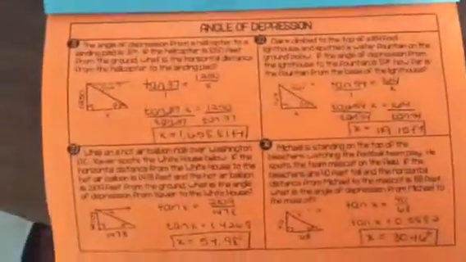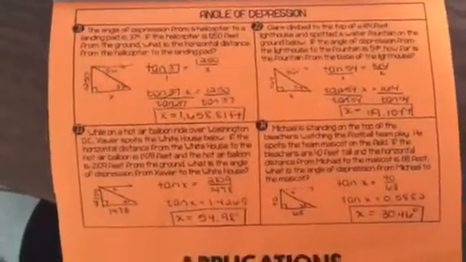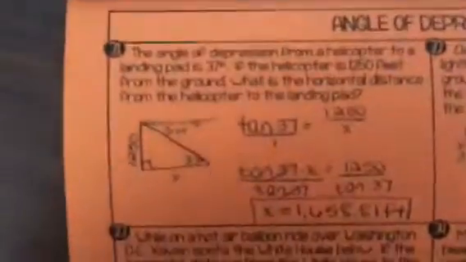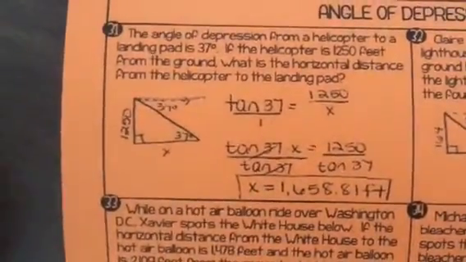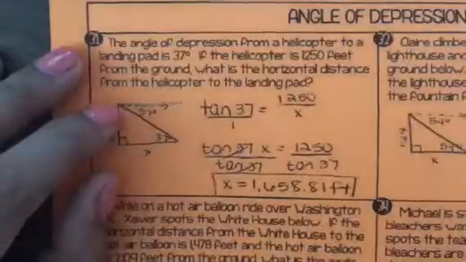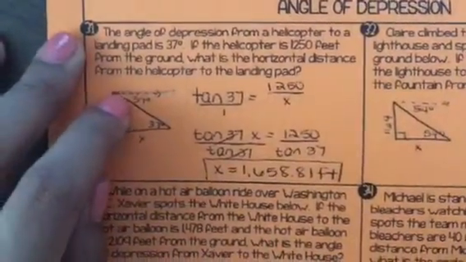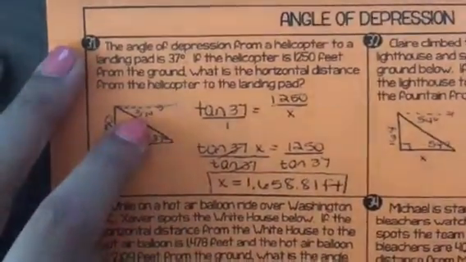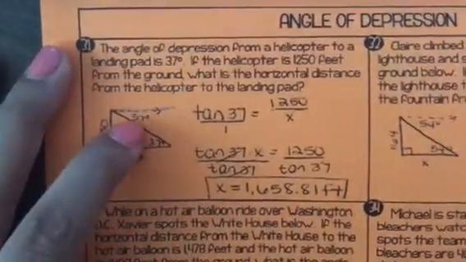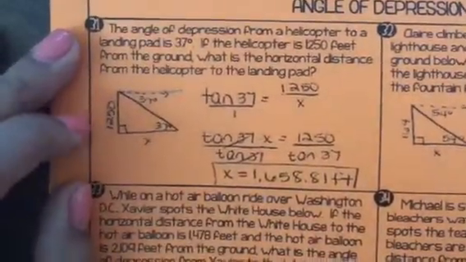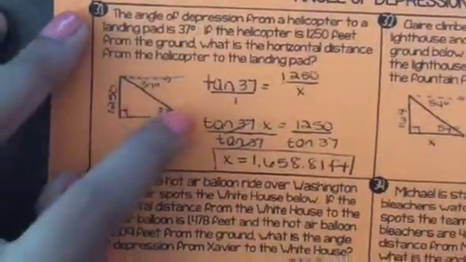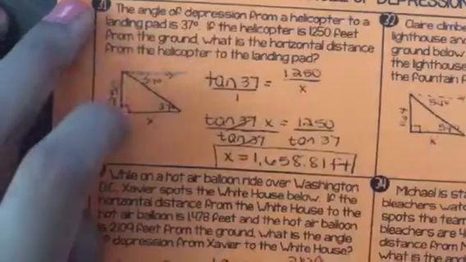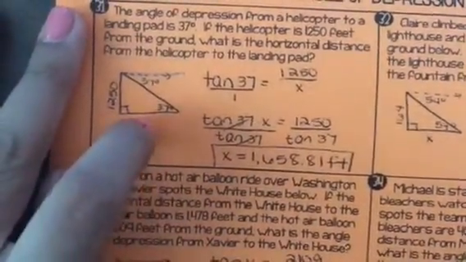Let's go over the last section of our flip book, which is the angle of depression's applications. Problem number 31 tells us that the angle of depression from a helicopter to a landing pad is 37 degrees. So if I have a little helicopter up here, the angle of depression, so the angle down from it, is 37 degrees. It tells me that the helicopter is 1,250 feet from the ground. It's asking what is the horizontal distance from the helicopter to the landing pad, so this value here, x.